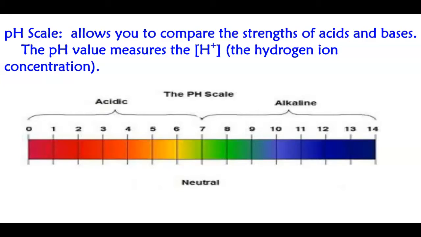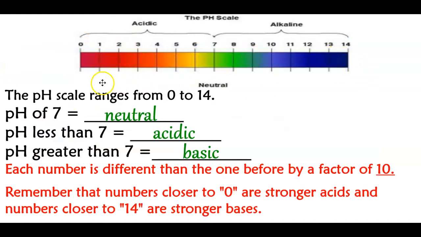If we look at a pH scale, this allows us to compare the strengths of acids and bases. The pH value measures the amount of hydrogen ions that are present. The more hydrogen ions, the more acidic your substance is. According to the scale, if you have a pH equal to 7, you have a neutral substance. If you have a pH that is less than 7, it is acidic. And if you have a pH greater than 7, it is basic. The full range of the pH scale is from 0 up to 14. Each number is different than the one before by a factor of 10. Remember that numbers closer to 0 are stronger acids, while numbers closer to 14 are stronger bases.